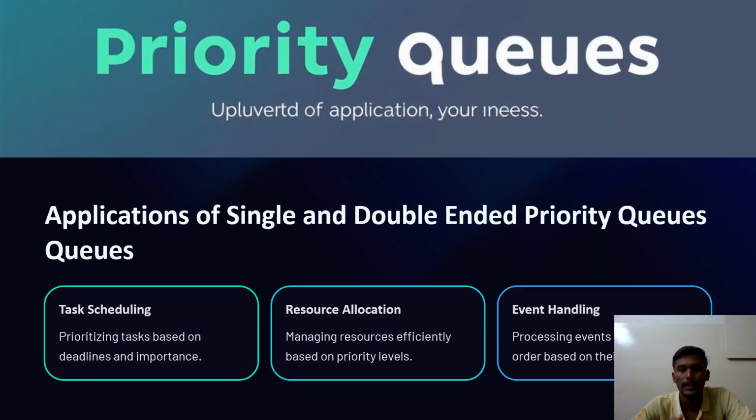Priority queues. Applications of single and double-ended priority queues. Task scheduling, resource allocation, event handling, prioritizing tasks based on deadlines and importance. Resource allocation, managing resources efficiently based on priority levels. Event handling, processing events in order based on their priorities.